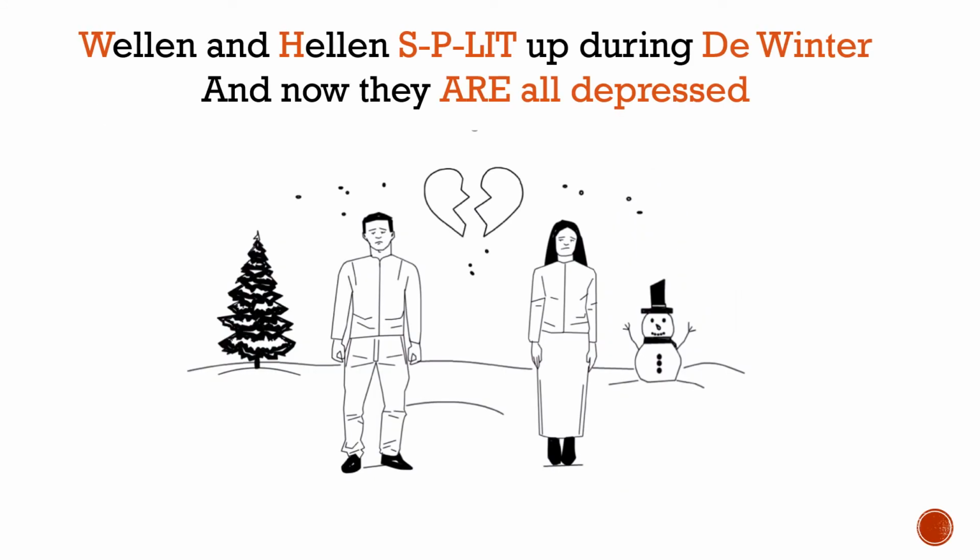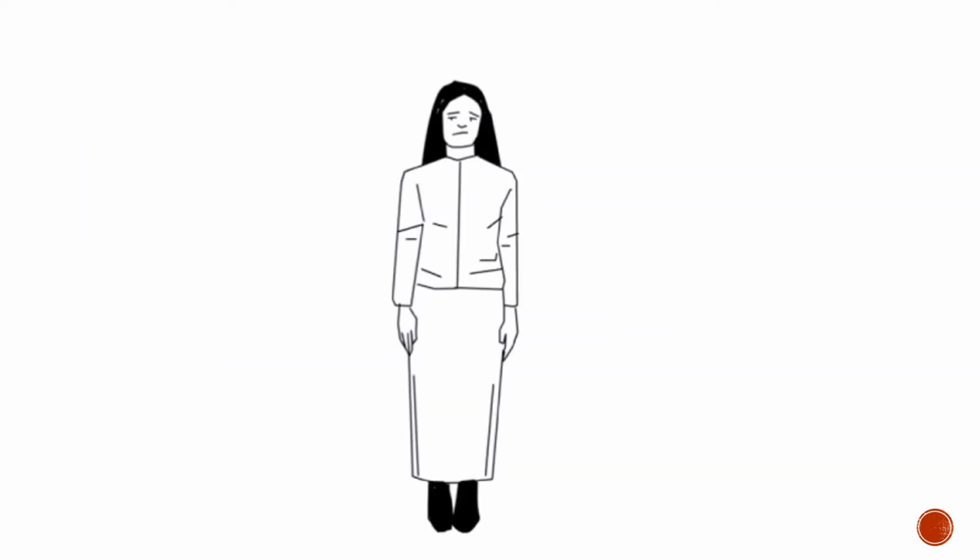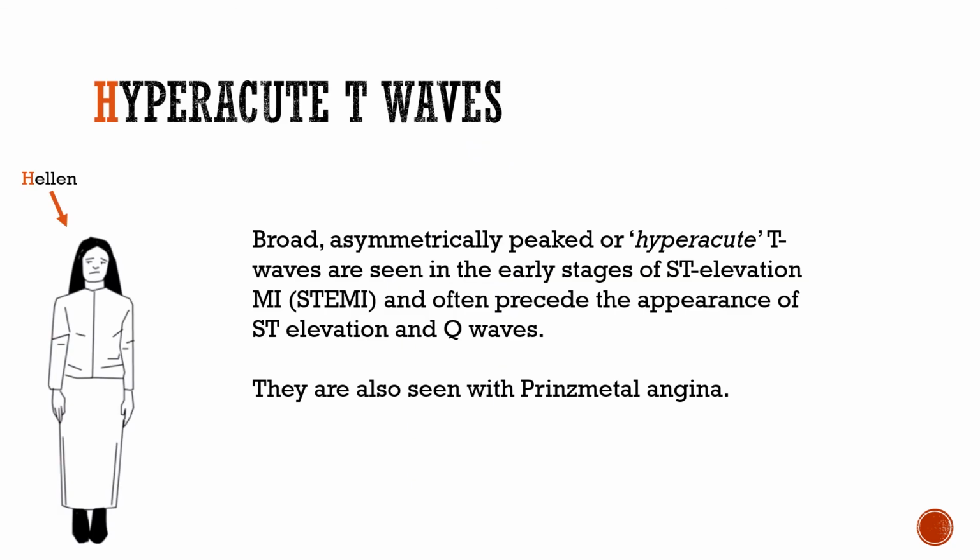Now returning back to our mnemonic, Wellen and Helen split up during the winter, and now they are all depressed. And then there's Helen. Now Helen stands for hyperacute T waves.